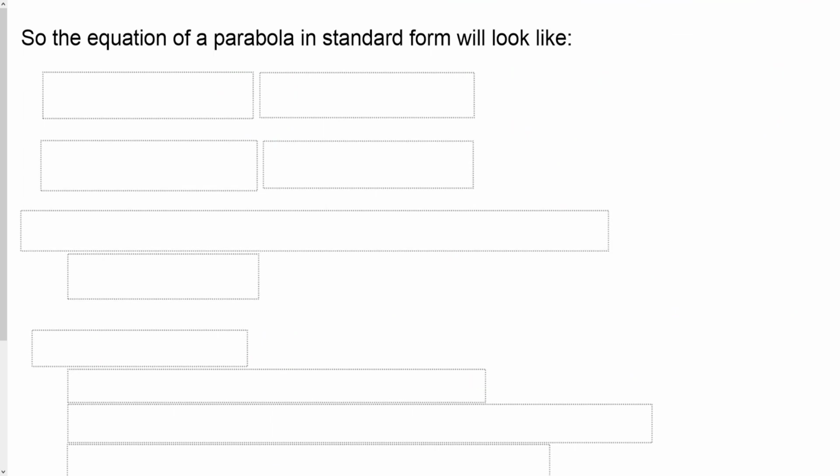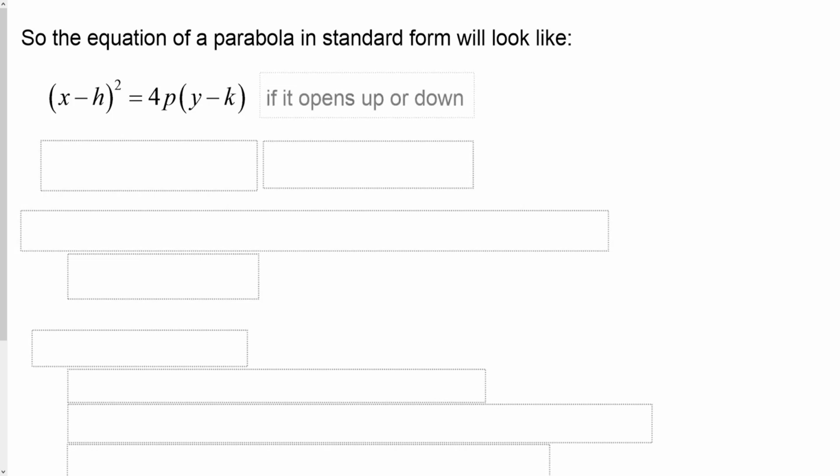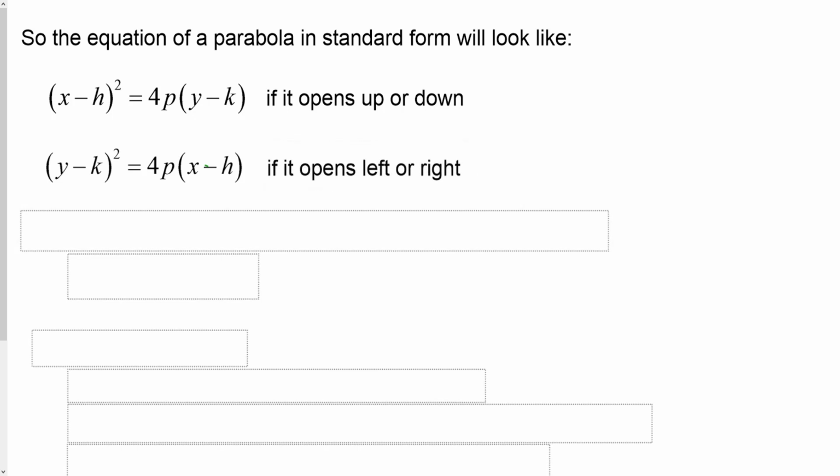So the equation of a parabola in standard form will look like x minus h quantity squared equals 4p times y minus k if it opens up or down. Y minus k quantity squared equals 4p times x minus h if it opens left or right. What I generally think about here is that the variable that is not squared is telling you the direction. The y variable is the y-axis, so up or down. The x variable is the horizontal, so left or right. So the variable that's not squared.